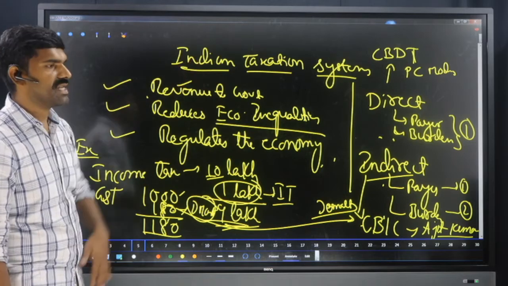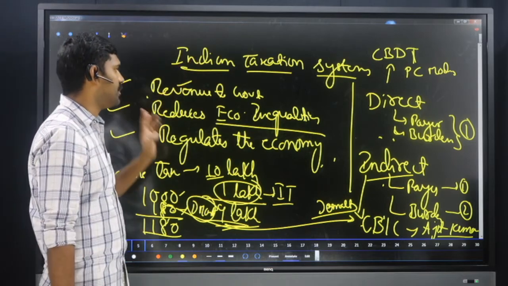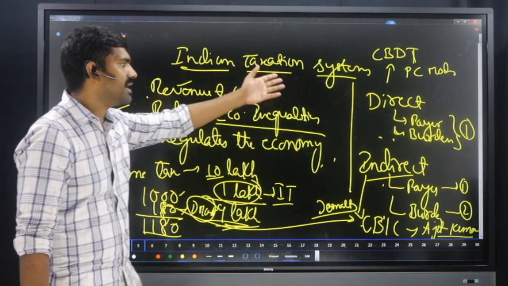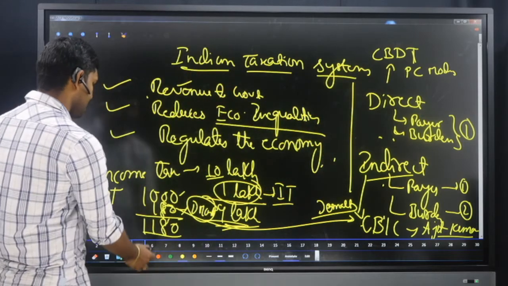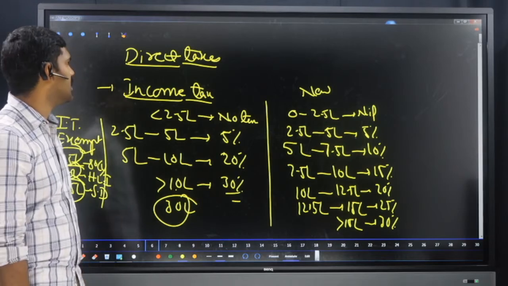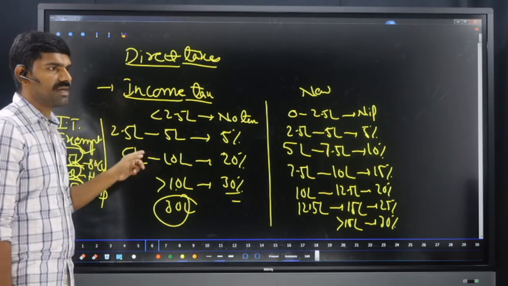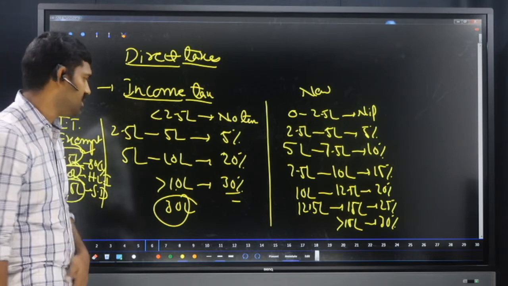Then we went to the Indian taxation system. We discussed the benefits of the Indian taxation system. What are the different types of tax? Who is managing the tax and who are the chiefs of those boards? Then we went on to discuss direct taxes. We discussed income tax. What are the different slabs of income tax?